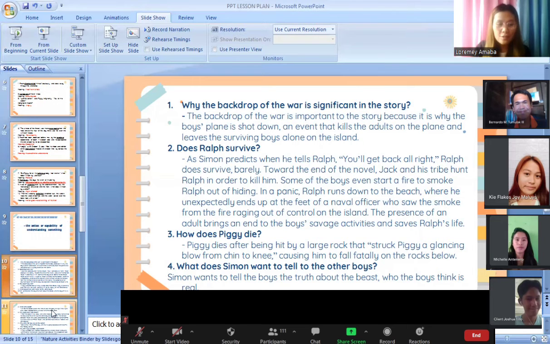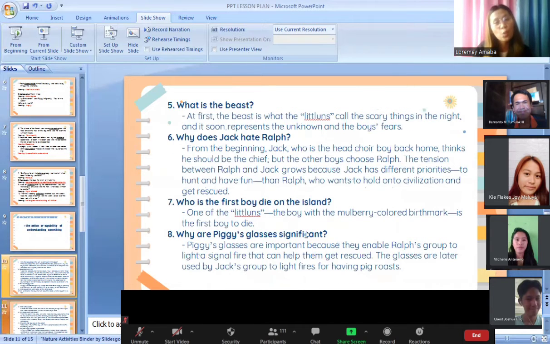All right, another question, what is the beast? The littluns. Yeah, the beast is what the littluns call the scary things in the night, and it soon represents the unknown and the boys' fears. Okay, number six question. Can you please read, Mark? Why does Jack hate Ralph? Okay, why does Jack hate Ralph?